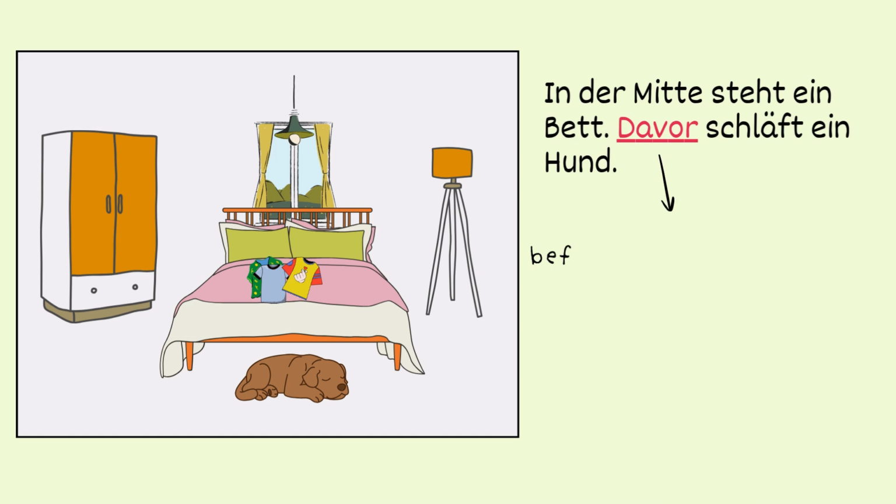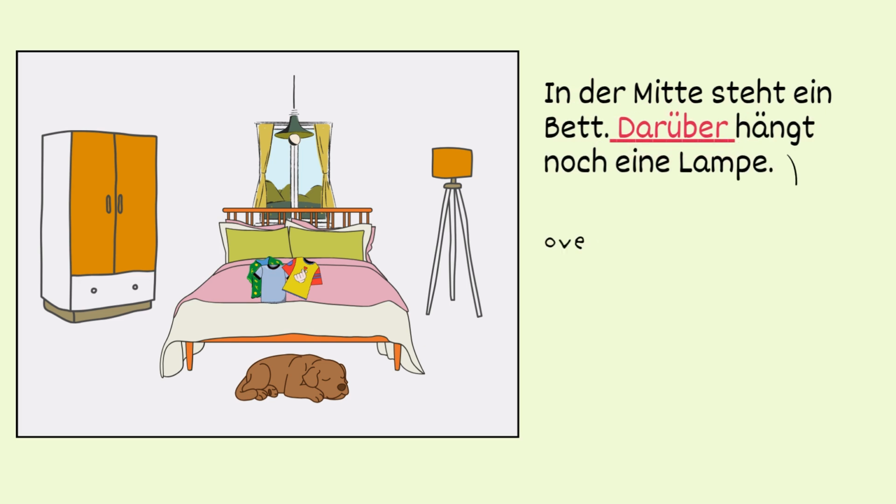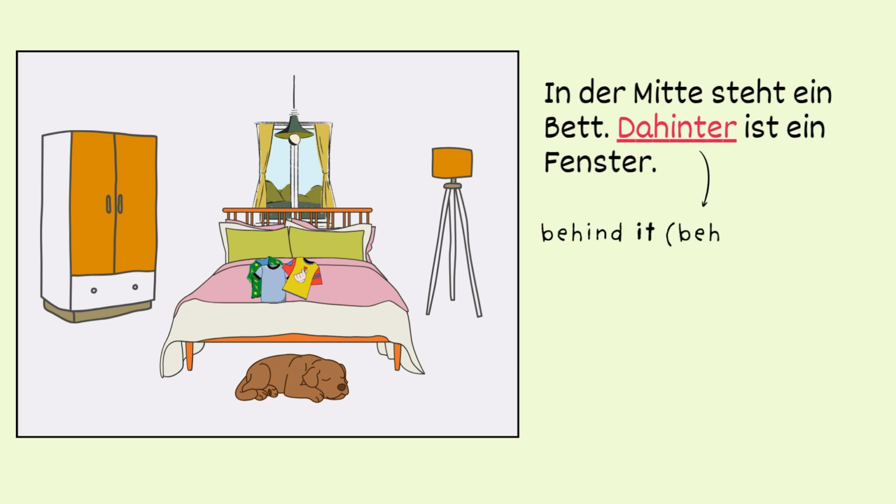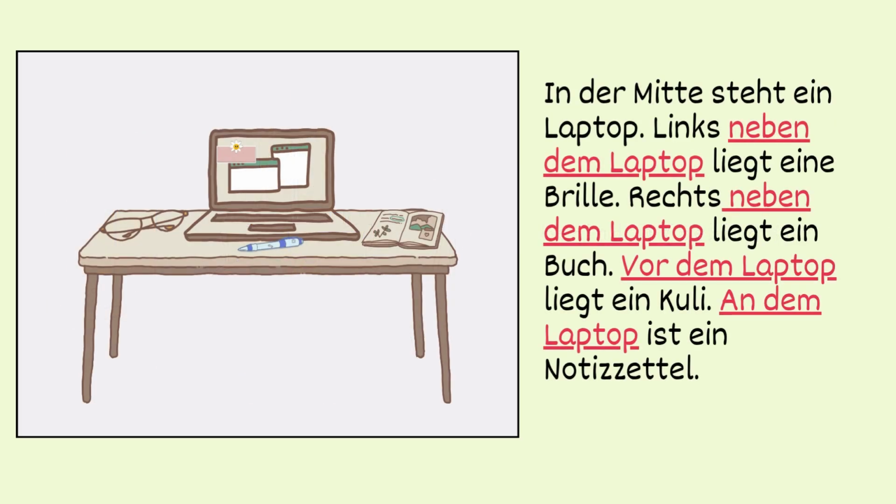In der Mitte steht ein Bett. Davor schläft ein Hund. Darüber hängt noch eine Lampe. Und dahinter ist ein Fenster. Are you with me so far? Great. Just to practice some more, you can do this exercise as well. Replace the highlighted text with da words and write your answer down in the comments.